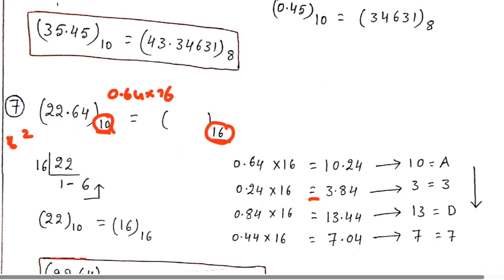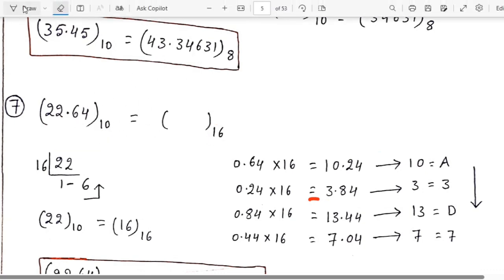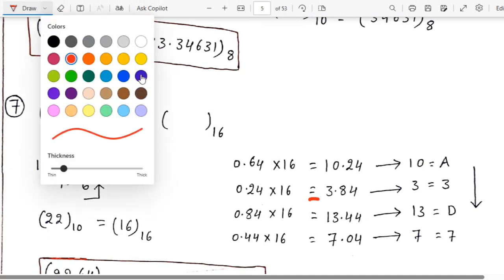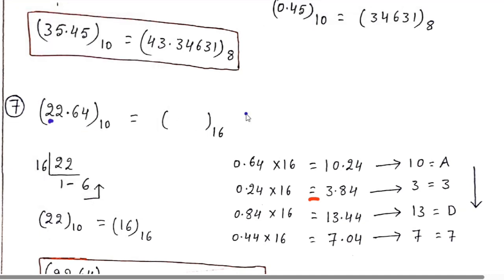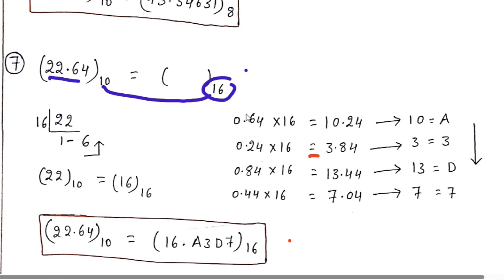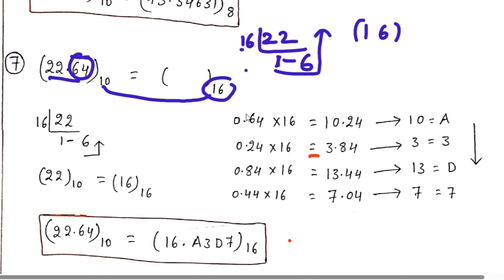Take the number given, 22.64. It is a decimal number system, and we are going to convert it into the hexadecimal number system. First, I take the integer part 22 and the fractional part separately. The integer part must be divided by 16: 22 divided by 16 gives 1 remainder 6, and this 1 is less than 16, hence we stop here. The numbers should be taken from bottom to top, so the integer part is 16.